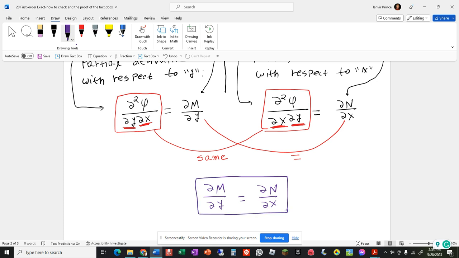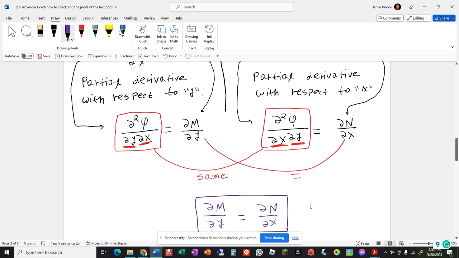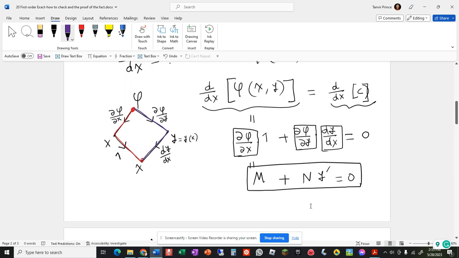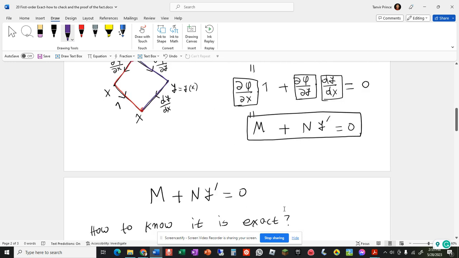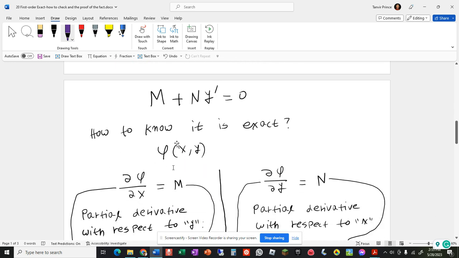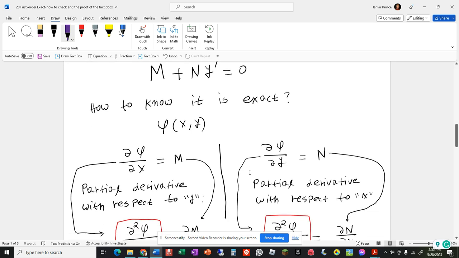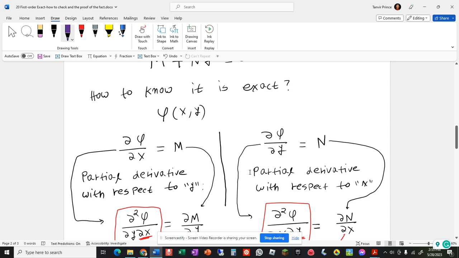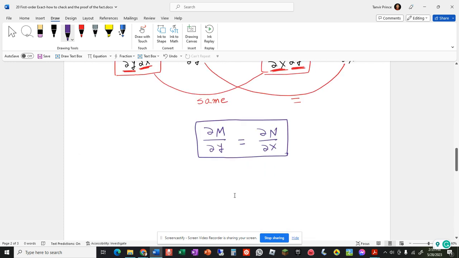And in fact, it can be shown that you can go the other way around. If the partial of M with respect to y is equal to the partial of N with respect to x, and they are continuous in some rectangle or open interval, it can be shown that you can go back and such a phi exists. You can actually define a phi which satisfies these two equations. That proof is a little bit complicated. It's in your book, so I will avoid that proof here. But you can go backward and recover phi. So the conclusion is that that is how you check.